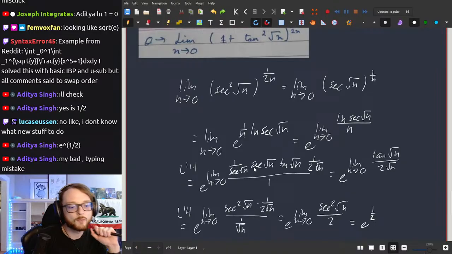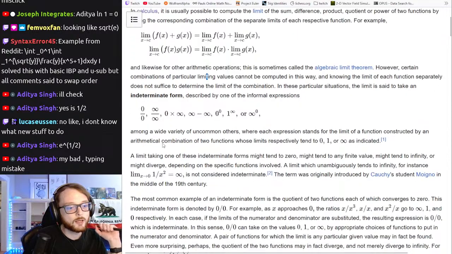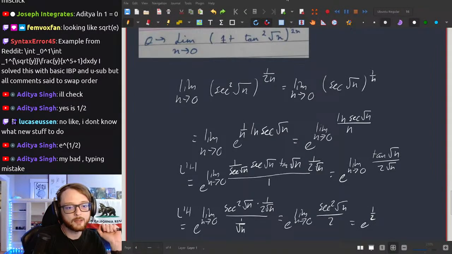But yeah, L'Hopital's works for any indeterminate form. The only thing is, if you don't have one of the first two, you need to make it look like a fraction. So if you have any of these over here, you need to manipulate it until it becomes a fraction. So that's what we did here with the exponent trick.